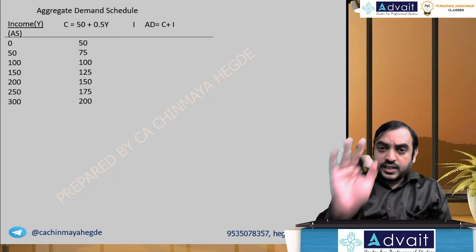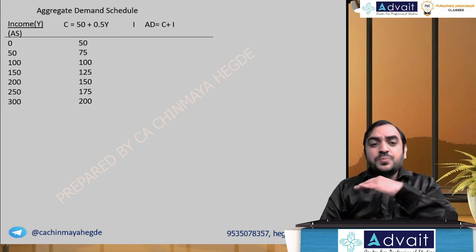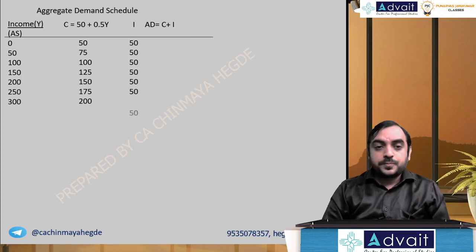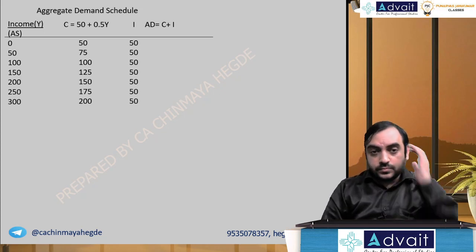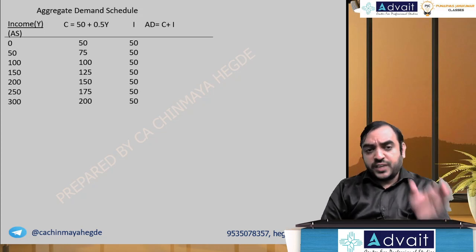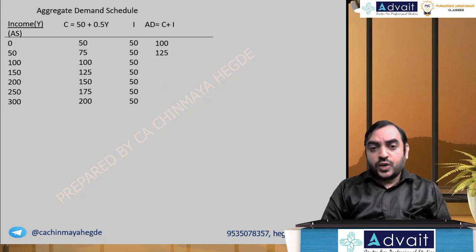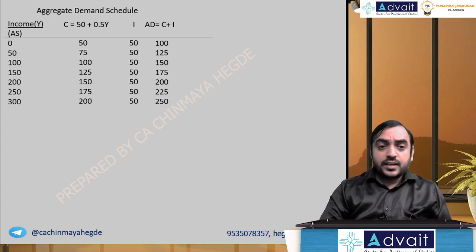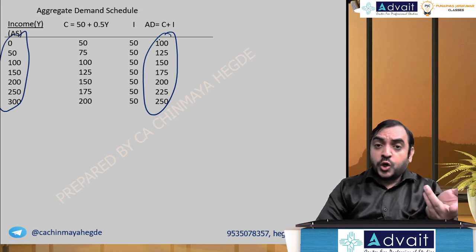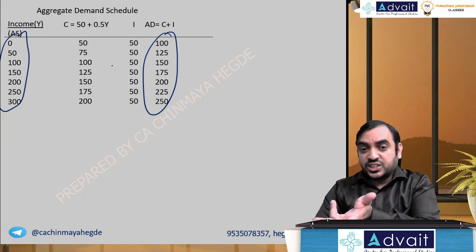Don't write it down. I'll give you time to write. Investment is flat, 50 rupees flat every time. So aggregate demand will be how much? 50 plus 50, that is C plus I, 100; 75 plus 50, 125, and so on. That's what creates aggregate demand. This first column is your income, aggregate supply, and the rest is what you spend out of pocket and what you spend as investment, both of them.